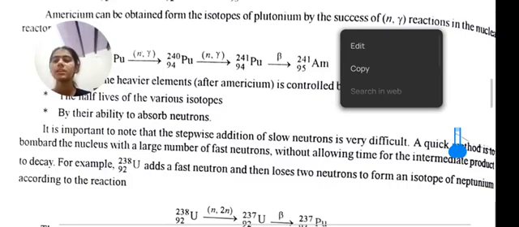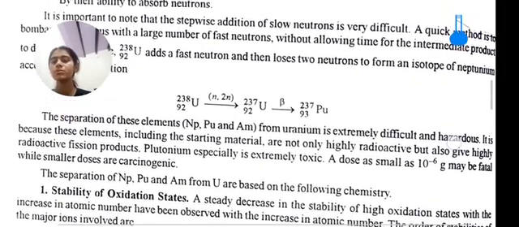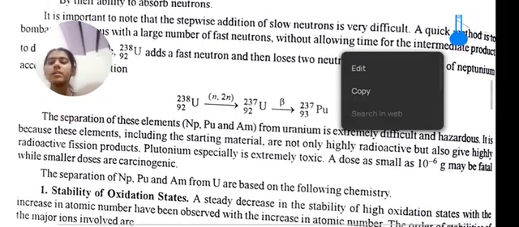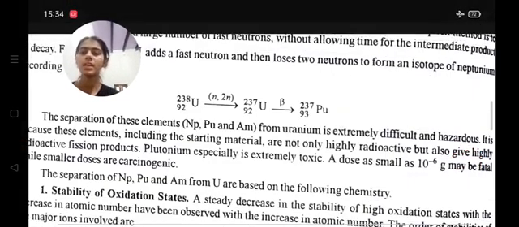A quick method is to bombard the nucleus with a large number of fast neutrons without allowing time for the intermediate product to decay. Separation of these elements, neptunium, plutonium, and americium, from uranium is extremely difficult and hazardous.